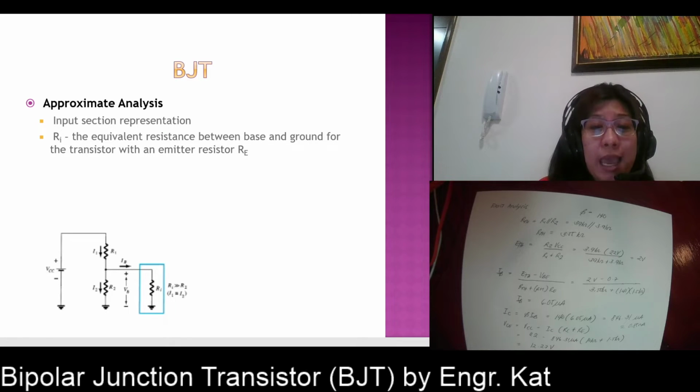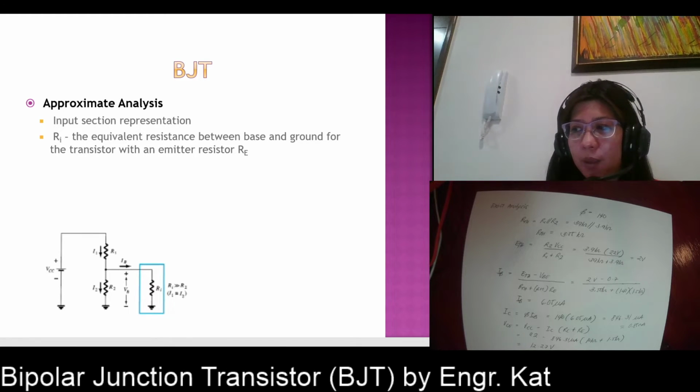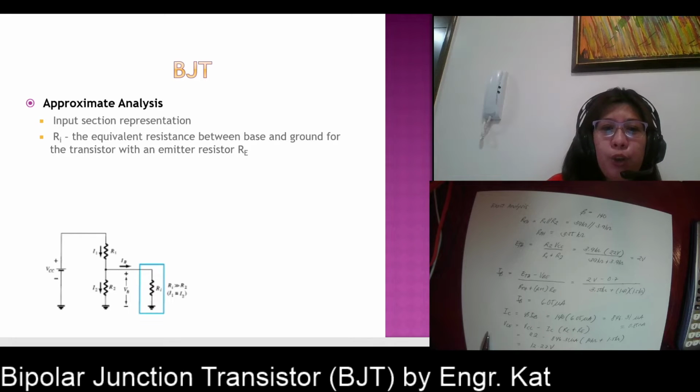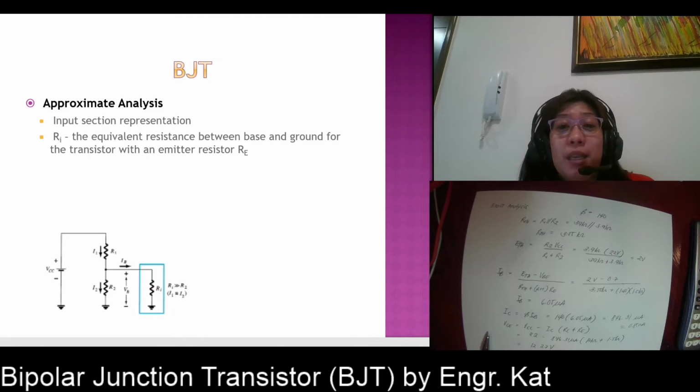Okay, so Ri, we have already mentioned Ri in our emitter stabilized configuration. So your Ri is what you can see at the input terminal. It is not really equal to your Re, but rather it is being increased by a factor equivalent to beta plus 1. So Ri is the equivalent resistance between base and the ground for a transistor with an emitter resistor. So Ri is applicable to those circuits with an emitter resistor. That's why we didn't mention Ri in your fixed bias configuration.